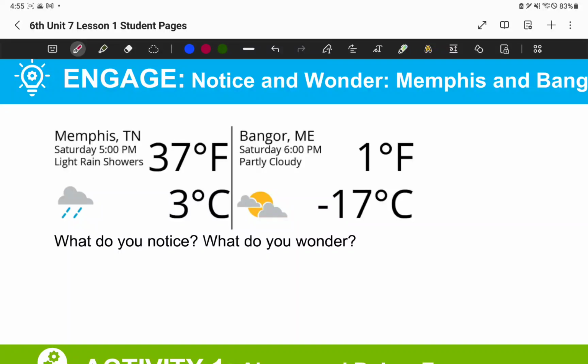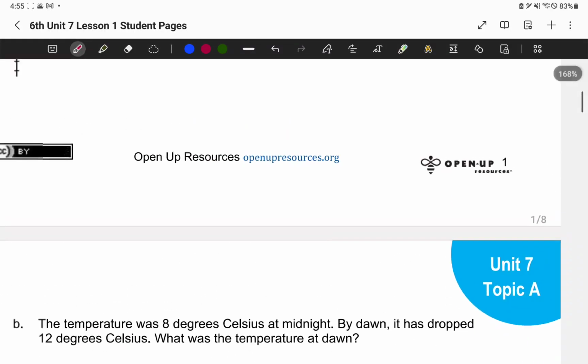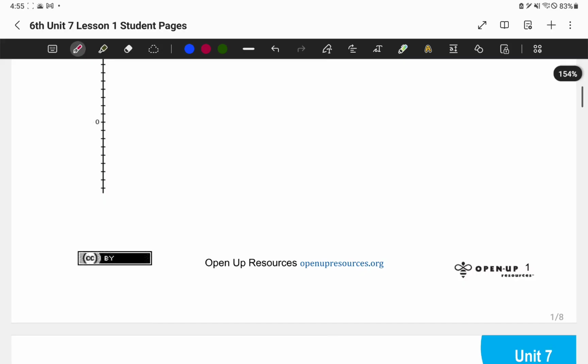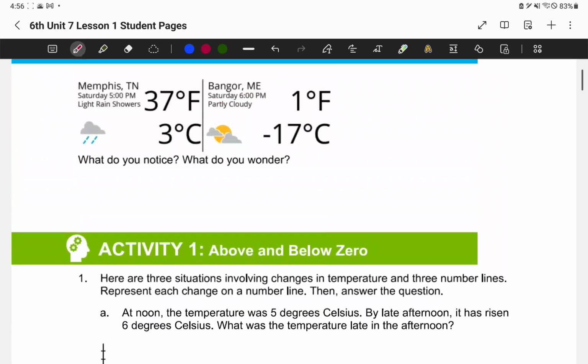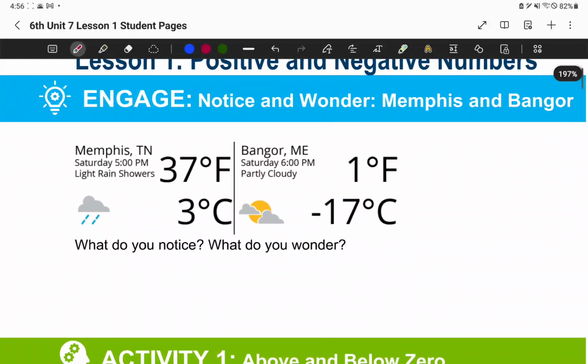So for the Engage for lesson 1, and this would be on page 1 of your book, it's a notice and wonder. So you should have taken a look at it, talked with your partner, and figured out, what do you notice? What do you wonder? And hopefully you noticed a few things.